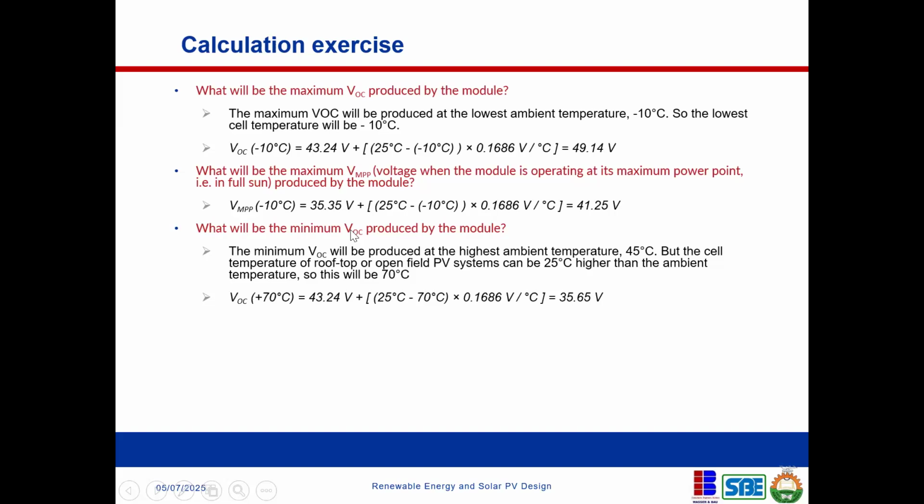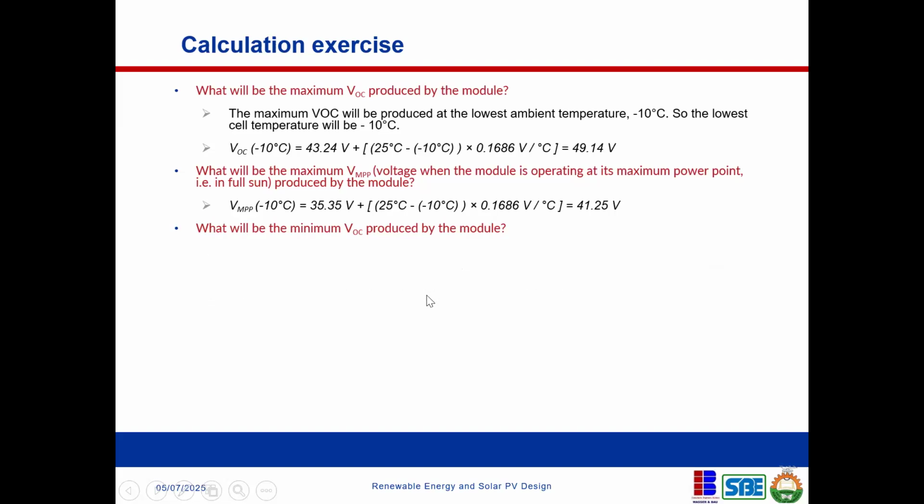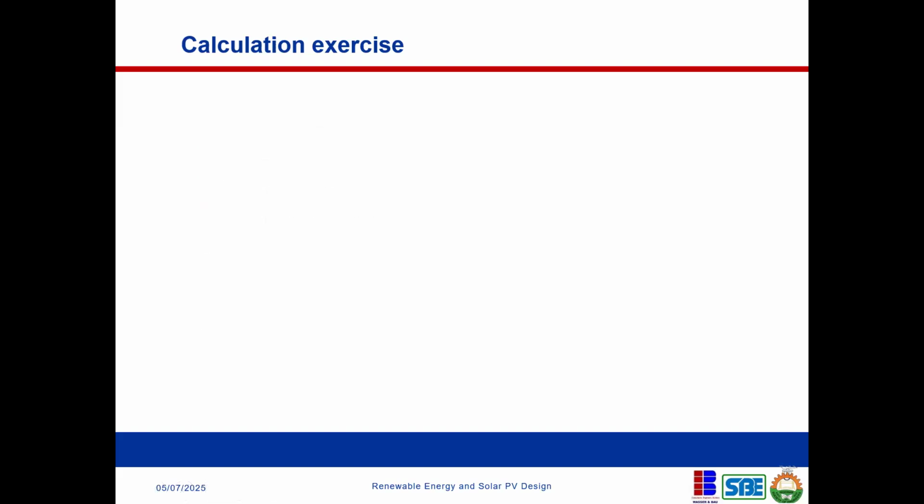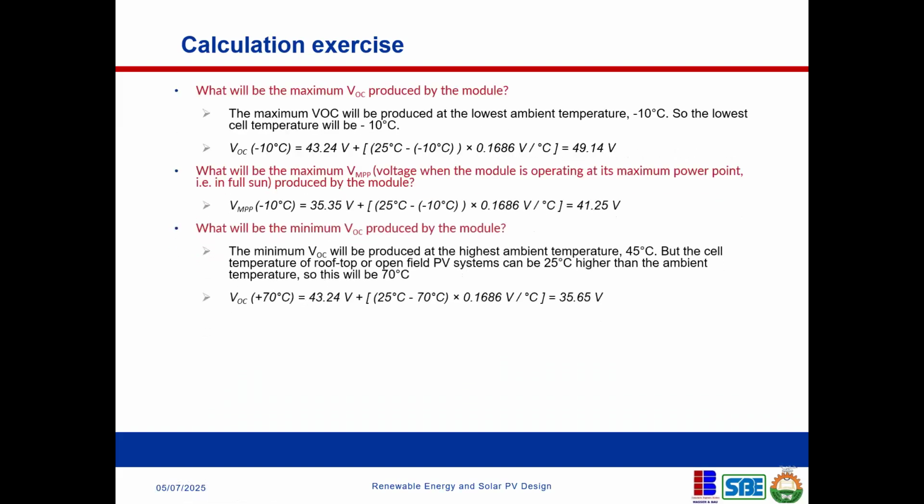Now, the minimum is going to be when the temperature is highest. You remember here we did for minus 10. So in this case, it's going to be when the temperature is highest. What's the highest temperature there? Based on the data that we had, the highest temperature that we had was 45, right?